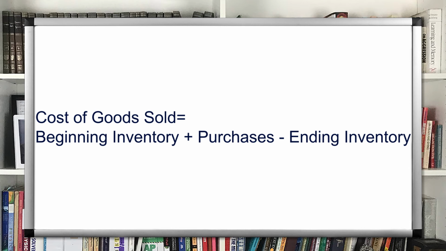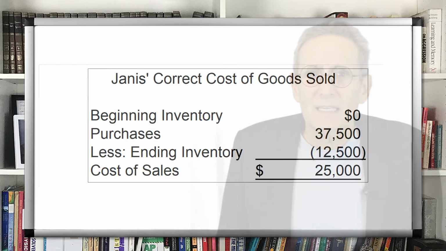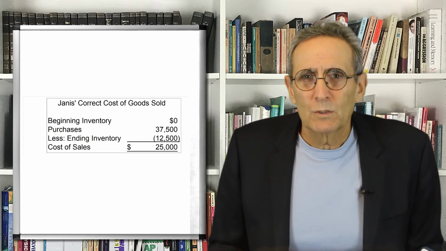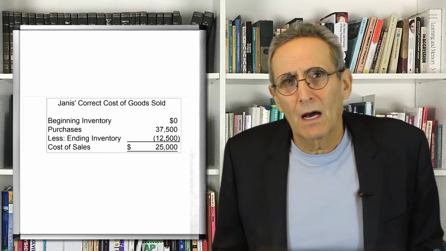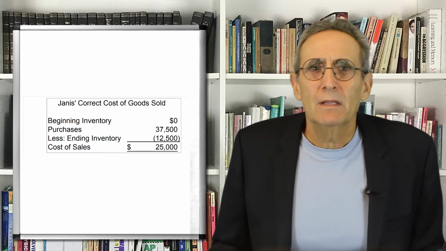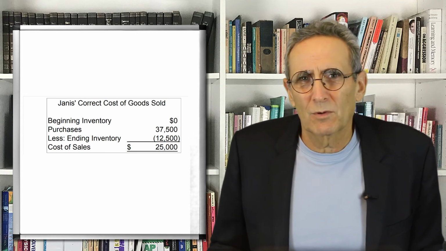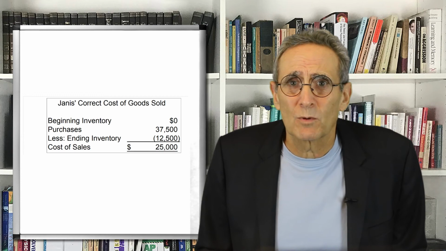Now, what would Janus's cost of goods sold look like, assuming she had no beginning inventory, using the above formula? Now you can see that this matches our original cost of goods sold figure. To arrive at the $12,500 ending inventory figure, the 50 unsold ounces was multiplied by the purchase price of $250 per ounce. In this example, all Janus's purchases were made at the same price, $250 per ounce.